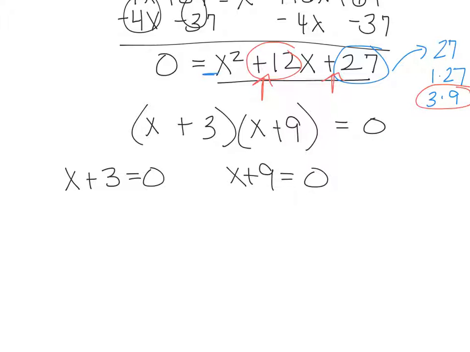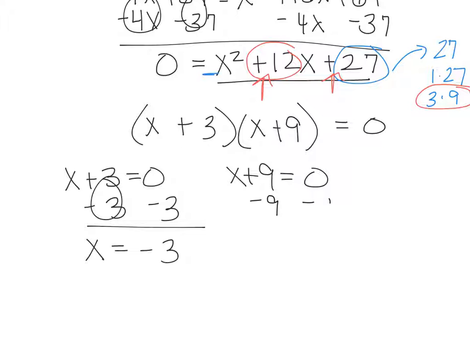x plus 3 equals 0. To solve for x, subtract 3 from both sides, and I get x equals negative 3. In x plus 9 equals 0, subtract 9 from both sides, and we get x equals negative 9. Now we are not done. In all radical equations, we must check our solutions to make sure that they work in the original equation.